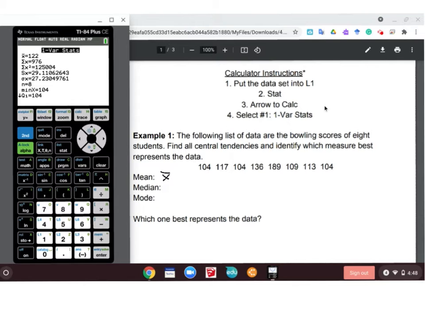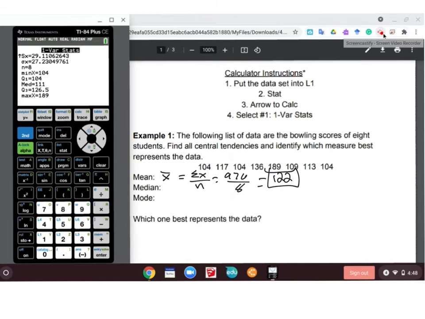If you look at your calculator and at the summation of x divided by n, it takes that 976 and divides it by the 8 pieces. So your calculator is adding them all up and dividing by 8, and it is already telling us that the mean is 122. If we are looking for the median, we have to scroll down a little bit. Scroll down, and you can see right there on the screen, the median is 111.